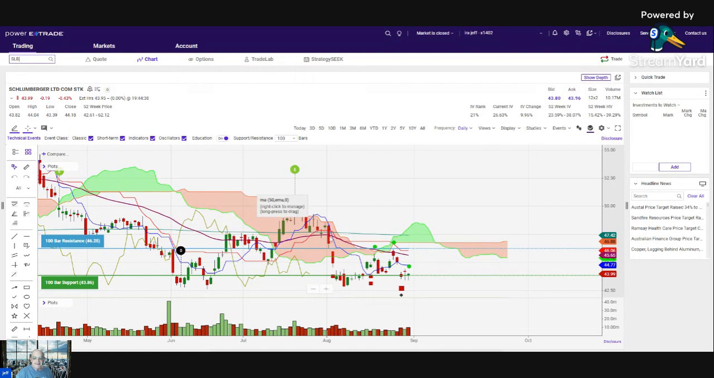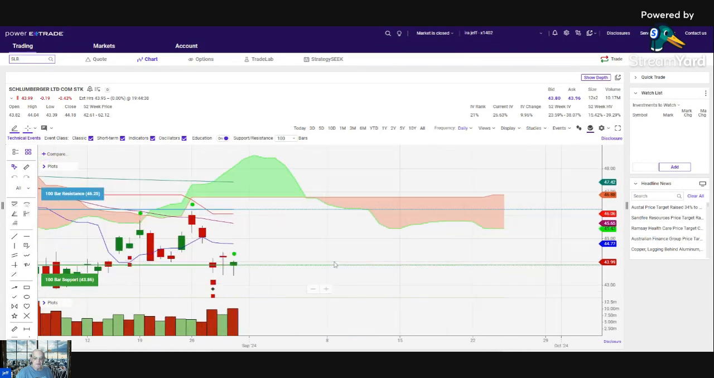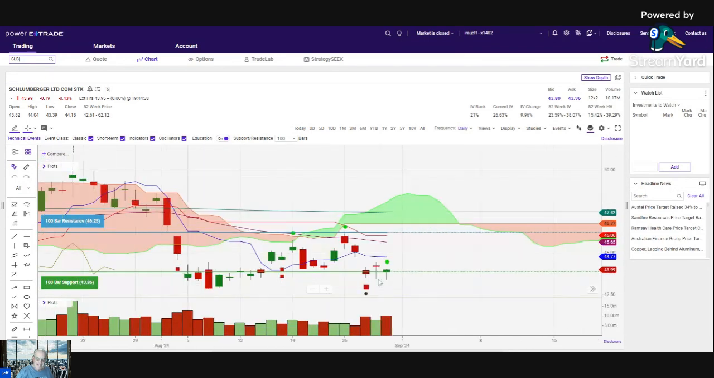It's in the cloud. The red line is above the blue here. The lag is pointing down. And I would keep watching this one for puts. If Schlumberger comes back up to the top of the cloud and starts moving down, I'd be buying a put on it. Just want to avoid risk. And now I want to show you how to order the puts.